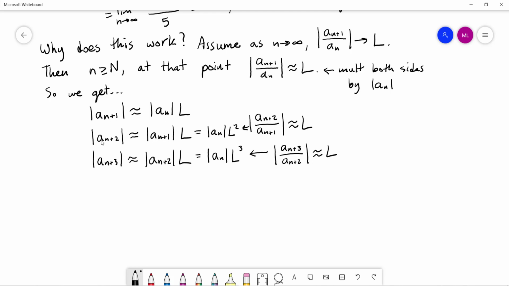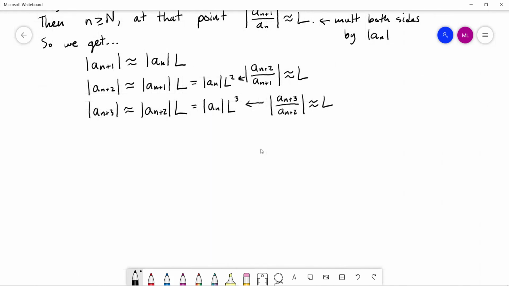And then I can represent a sub n plus 2 in terms of a sub n plus 1, which can in turn be represented in terms of a sub n in this particular manner. And a sub n plus 3 can be represented in terms of a sub n plus 2, which could be represented in terms of a sub n plus 1, which could be represented in terms of a sub n in this particular manner. And what we see is basically a pattern that we're going to get a sub n plus k is approximately equal to, following this pattern, a sub n times L to the k.